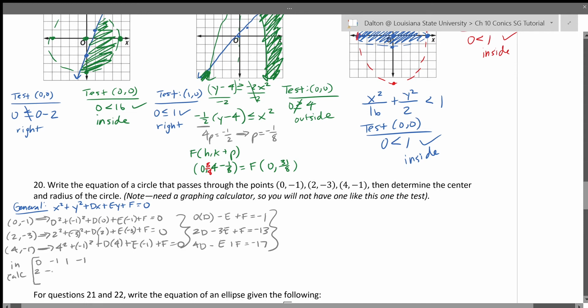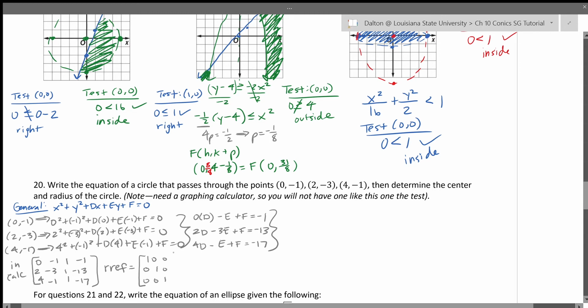2, negative 3, 1, negative 13. 4, negative 1. This should have been just plus F. Okay, so that's a positive 1, negative 17. And then you're going to exit all of that, and go back to your home screen, and then you take the reduced row echelon form, or RREF, of the matrix, and you're going to end up with the identity matrix. So the identity matrix looks like this.